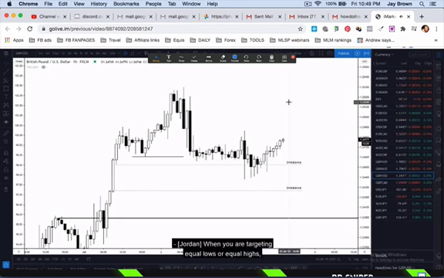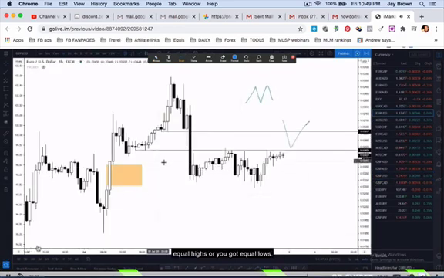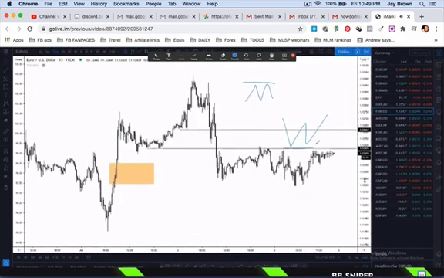Backtest that. When you are targeting equal lows or equal highs, should you set your take profit above or below them? Think about it like this. Okay, you got equal highs or you got equal lows. There's resting liquidity above or below that.